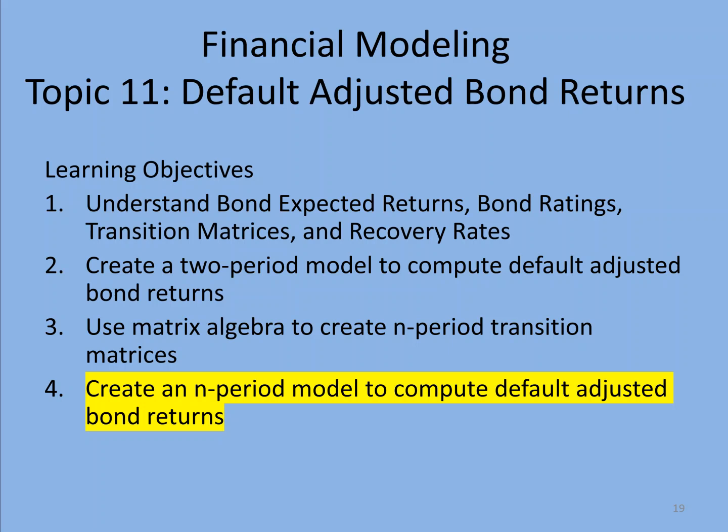Financial Modeling, Topic 11, Default Adjusted Bond Returns, Section 4. We're going to create an end period model to compute default adjusted bond returns.